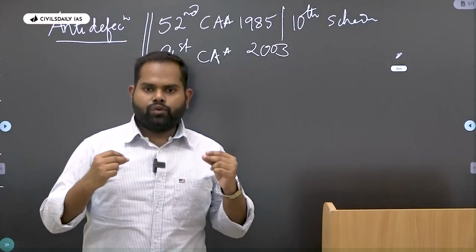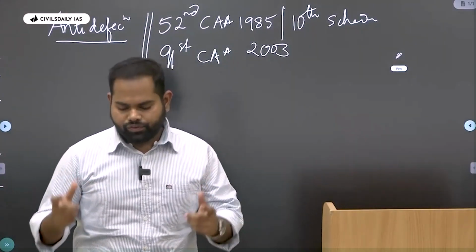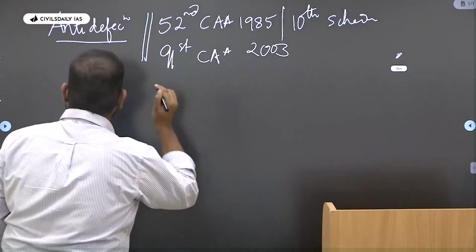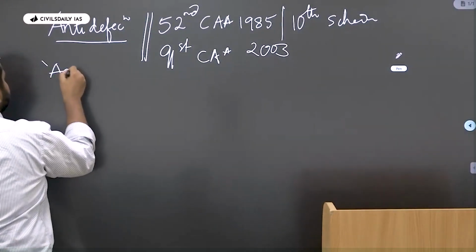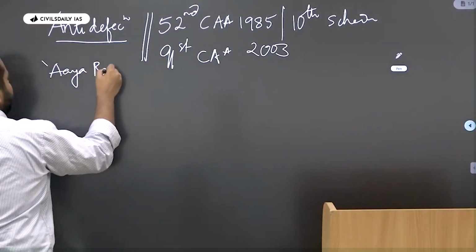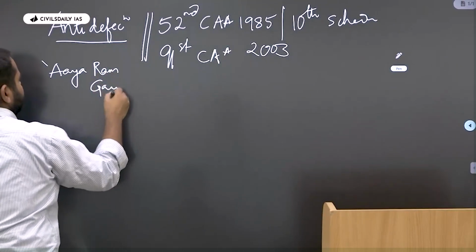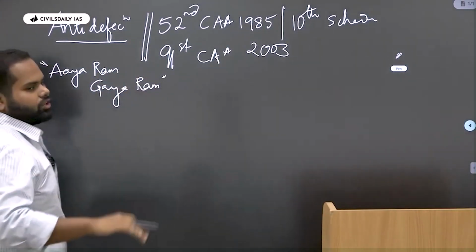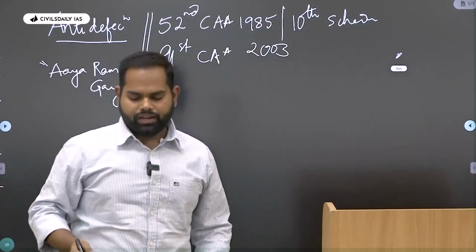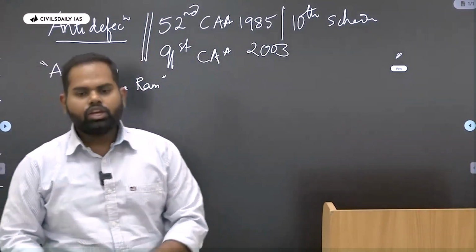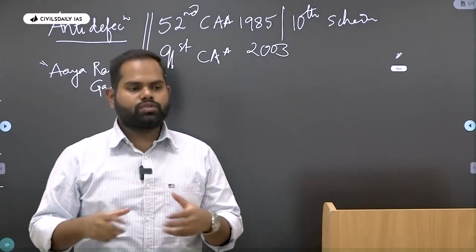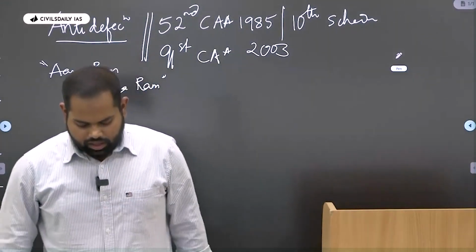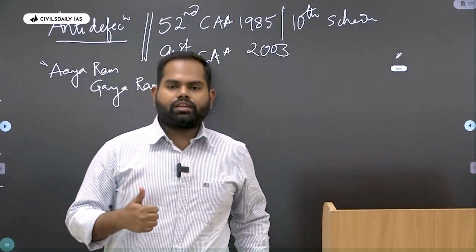So for anti-defection, you can always use a phrase, there's a term, Aya Ram Gaya Ram. There is a particular anecdote, a very interesting story, but we'll not delve into that. But you can always put these very popular phrases in an introduction or conclusion as well.